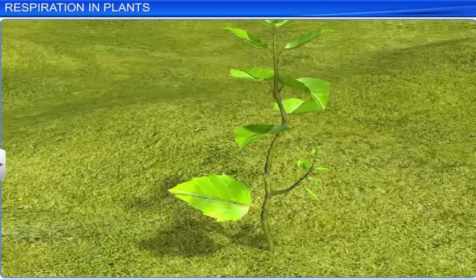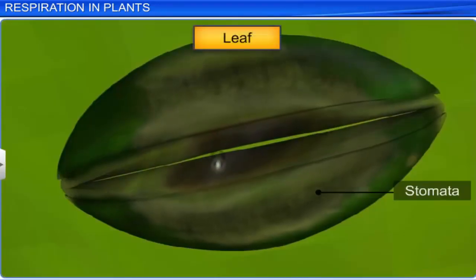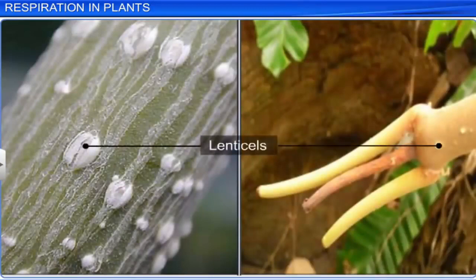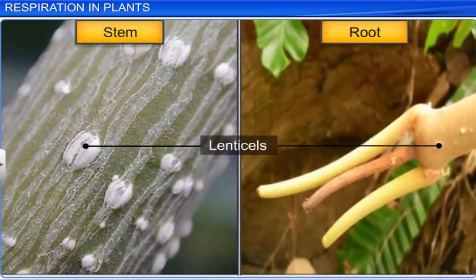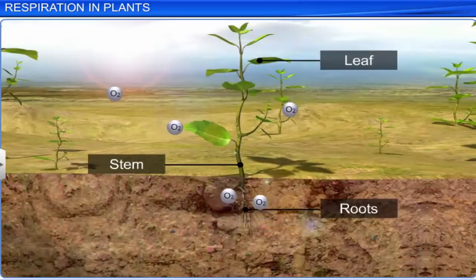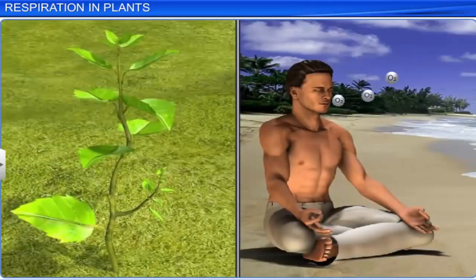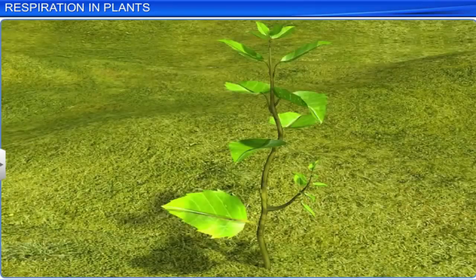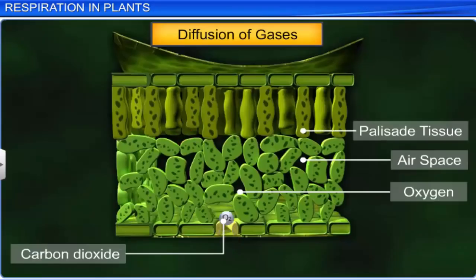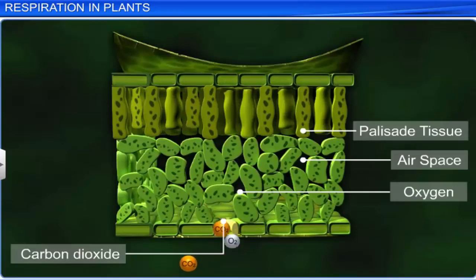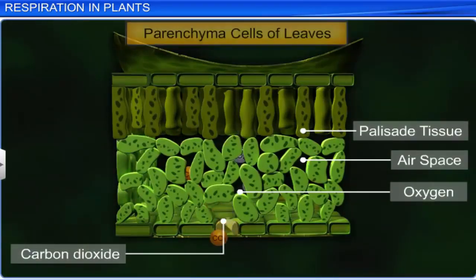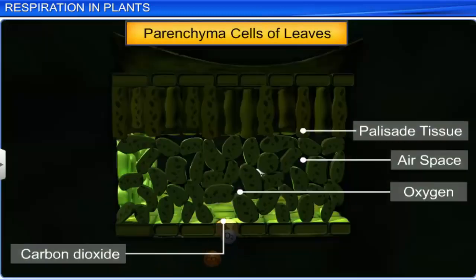Plants respire through small openings called the stomata on leaves, and lenticels on stems and roots. Unlike animals, each part of the plant takes care of its oxygen needs. Plants respire at a slower rate as compared to animals. In the woody stems, the living cells are present close to the surface and aid in the diffusion of gases. Diffusion of gases is also facilitated by the presence of loosely arranged parenchyma cells that provide air spaces.